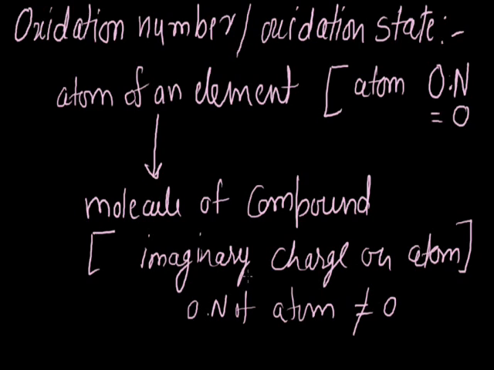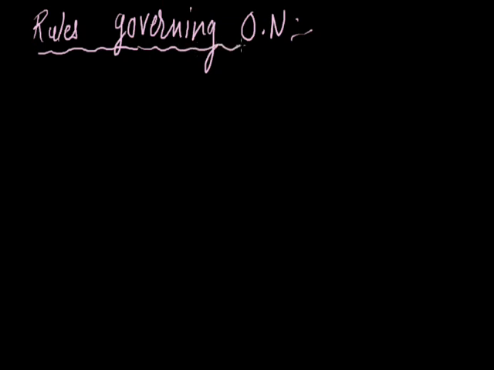Now there is a need to find out the value of the apparent charge or imaginary charge. So we will discuss the rules governing oxidation number. This imaginary charge is known as oxidation number. How can we find out the oxidation number of any atom present in a molecule?